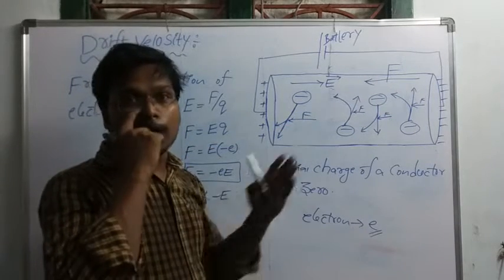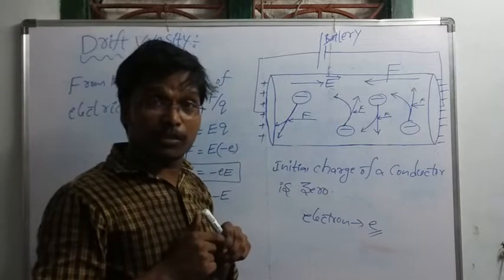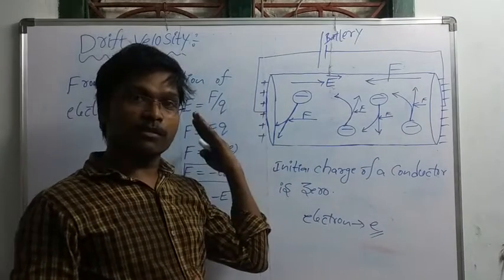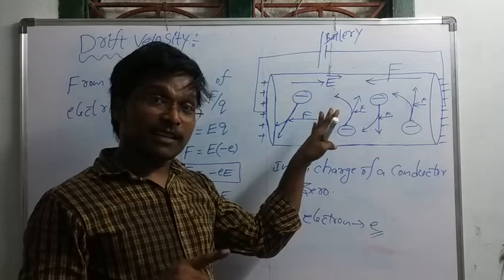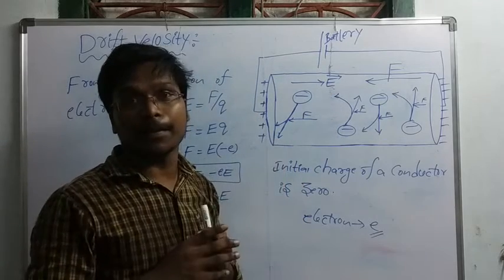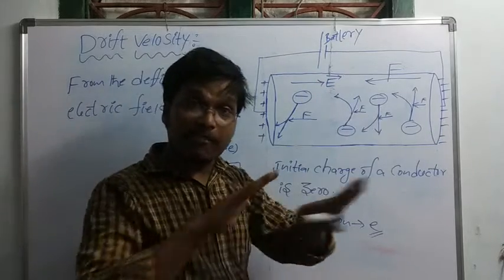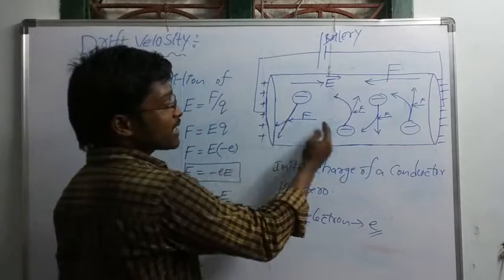Does that mean the charge will become 0? No, not possible, because all the electrons are moving in the same direction. So the charge of this conductor is not 0 after connecting the battery. After connecting the battery, the charge of the conductor never becomes 0, because all the electrons are moving in the same direction.